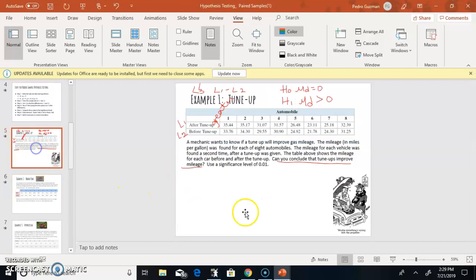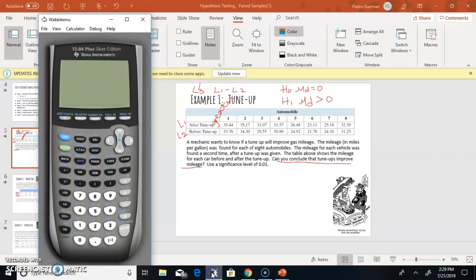Okay, so let me go back there and pull up my calculator. Alright, so what I'm going to do is go into my lists and clear them out. And I'm going to put in my data. It is very important that your data gets put in the same order that it's given in. You'll also notice for this type of data that all the sample sizes will be the same. You will have the same number in the first sample as you do in the second sample.